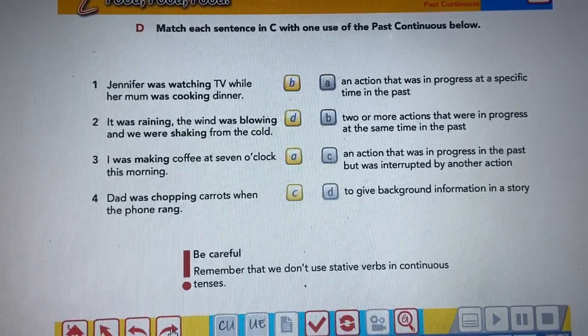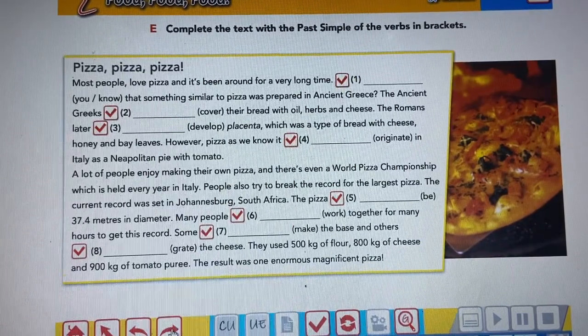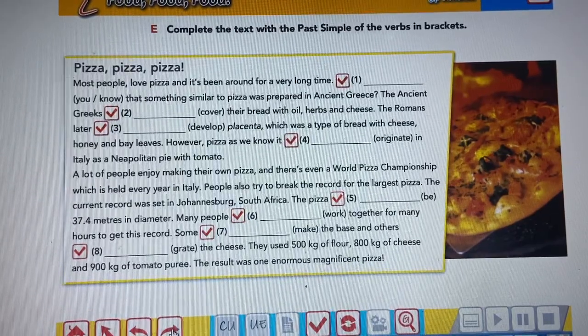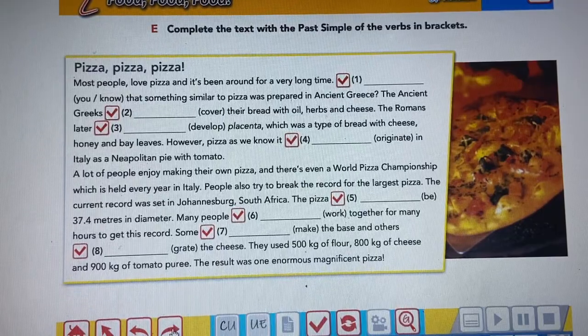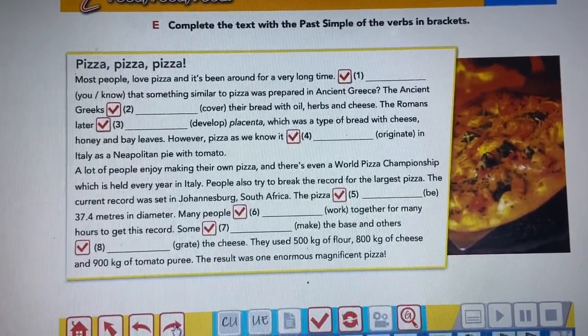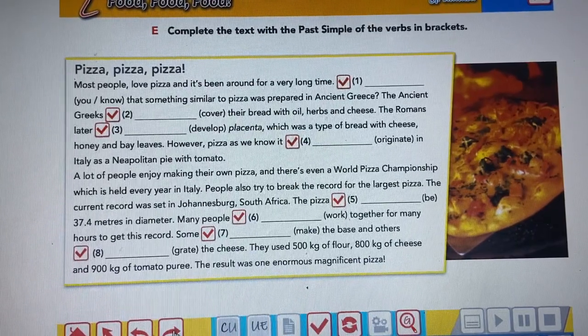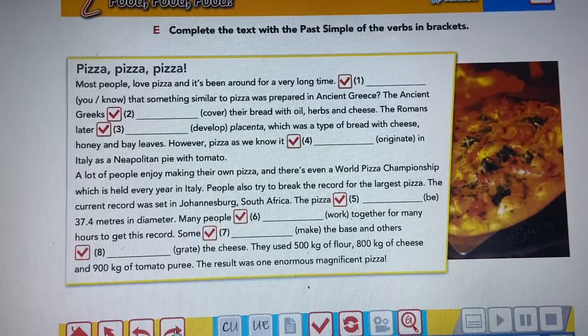And now let's move to exercise number E, the same page, student book, page 21. Complete the text with the past simple of the verbs in brackets. So we're going to correct the verbs in the brackets, and we're going to use the past simple form. Pizza, pizza, pizza. We all like pizza. Let's start. Most people love pizza, and it has been around for a very long time.